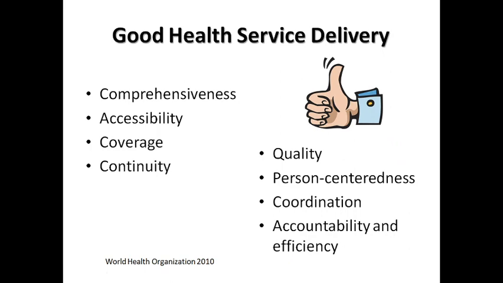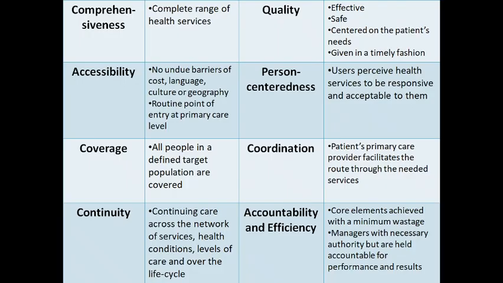So there are 8 attributes for us to say that health service delivery in a particular area is good. So these are the 8 attributes, namely comprehensiveness, accessibility, coverage, continuity, quality, person-centeredness, coordination, and accountability and efficiency. So briefly, let's go through these different attributes.